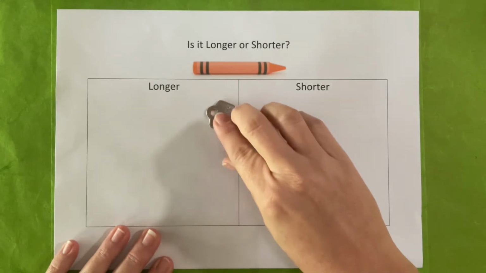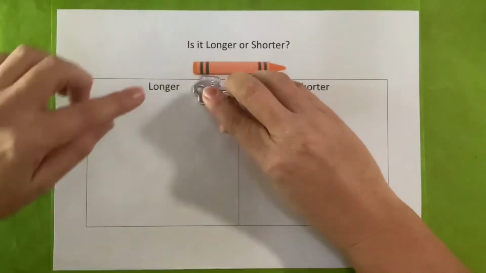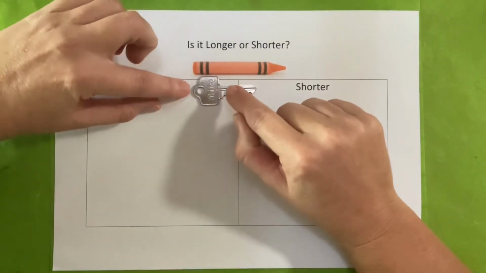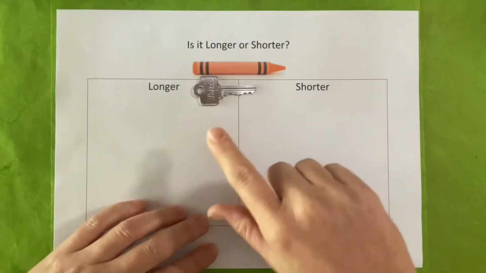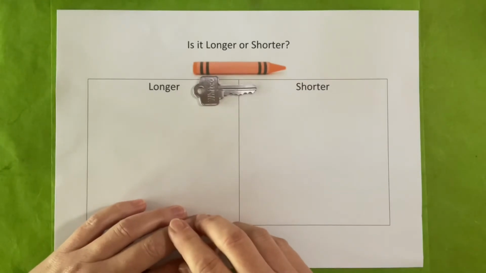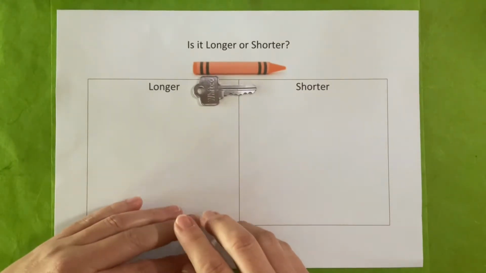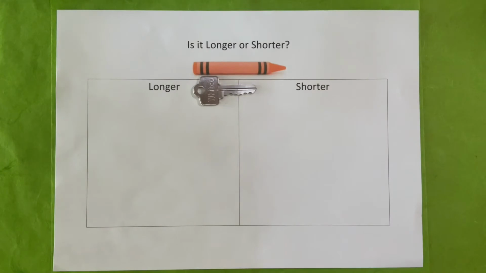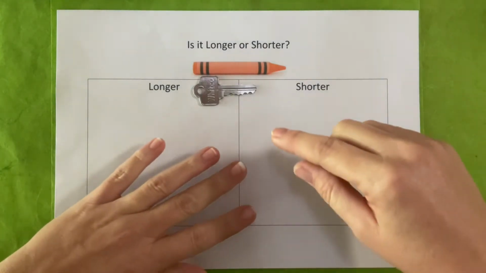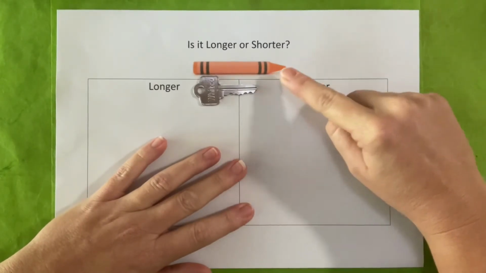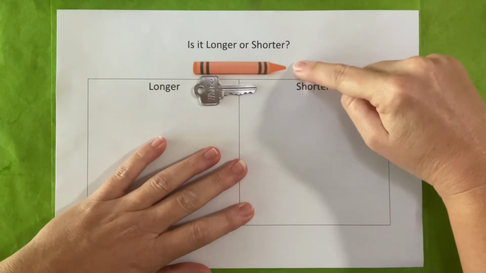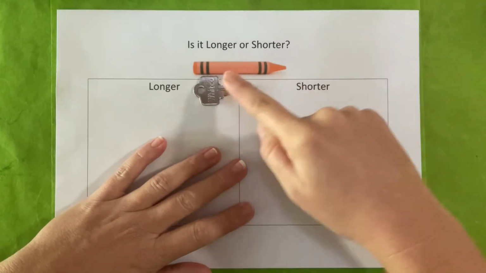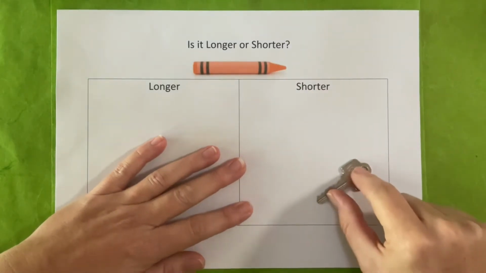When we compare objects, we have to make sure that the ends line up and that they are nice and even. Otherwise, we can't compare our objects correctly. Cheer if you think the key is longer than the crayon. Cheer if you think the key is shorter than the crayon. Yes, that's right. The key is shorter than the crayon. See how the crayon keeps going past where the key ends? Let's pop our key into the shorter column.